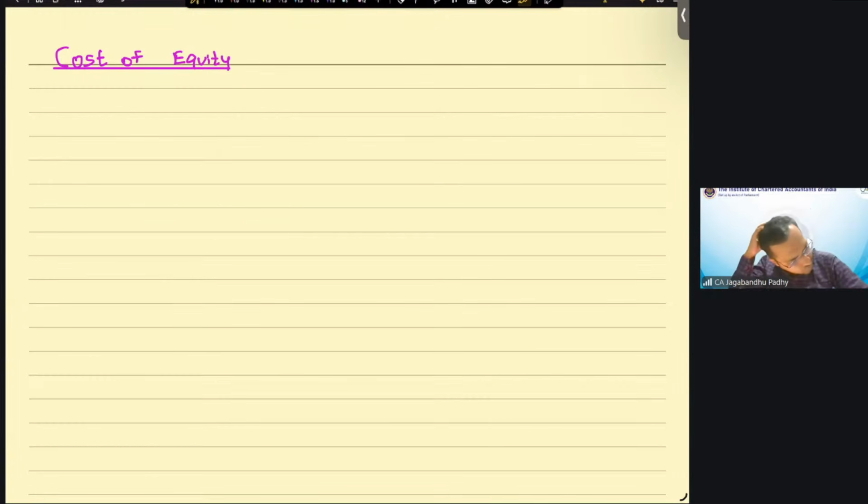For example, if you are doing your education by borrowing money from a bank, the bank will explicitly say that you should be paying us, let's say, 12% rate of interest. You clearly know that 12% is the cost for you. But when you finance your education from your parents' money, are they going to explicitly tell you the rate of return that they want?